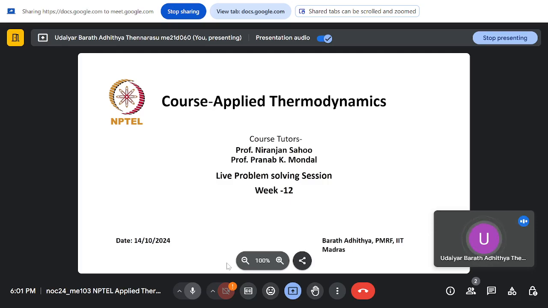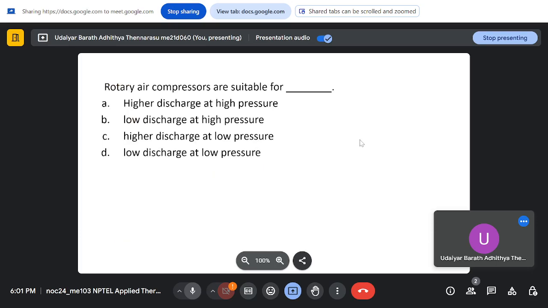Till now we covered the cycles, how to do that. The compressor is one of the major components which is being used in the cycles. So with that we'll start. This week I have similarly prepared MCQs and some numerical problems on compressors. So we'll see those.